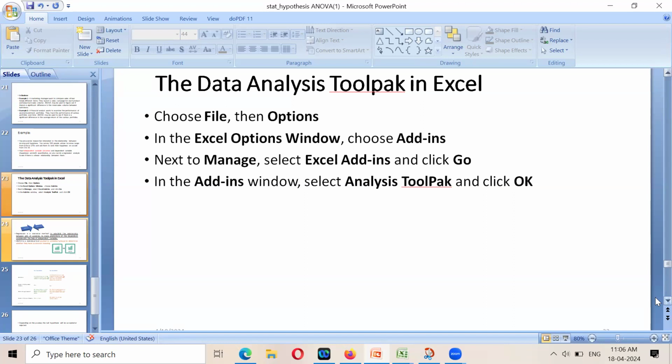Excel gives you an excellent, very simple, user-friendly way to find out ANOVA. And not only this, at the end, Excel gives you a summary table of the ANOVA test. Okay, we will see.